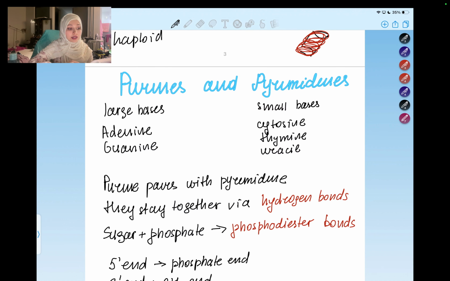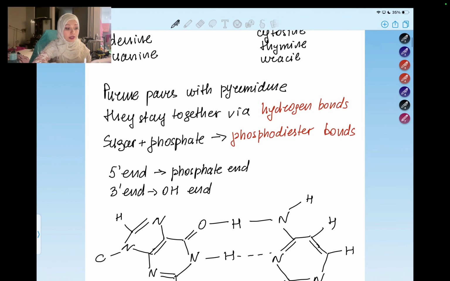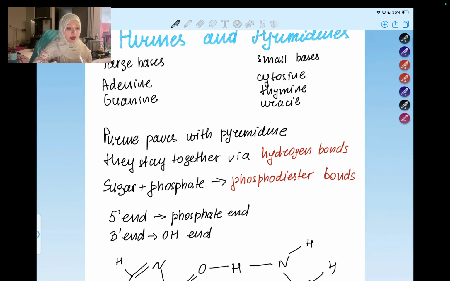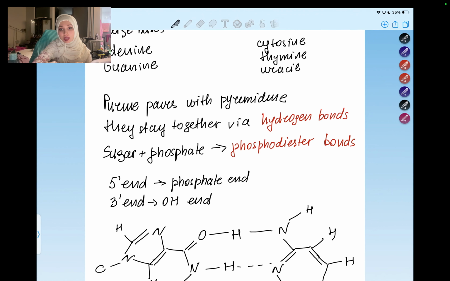Okay, moving on, we have purines and pyrimidines. Purines are large bases and pyrimidines are small bases. Usually a purine pairs with a pyrimidine and they stay together via hydrogen bonds. The large bases include adenine and guanine, and the small bases include cytosine, thymine, and uracil. So purine and pyrimidine stay together via hydrogen bonds, but sugar and phosphate stay together via phosphodiester bonds.